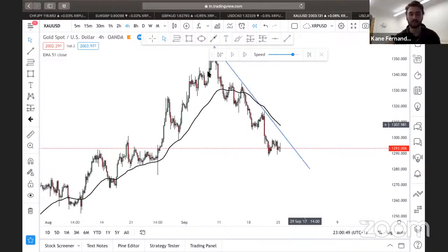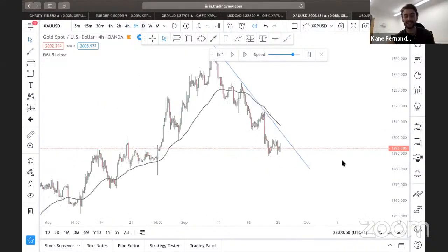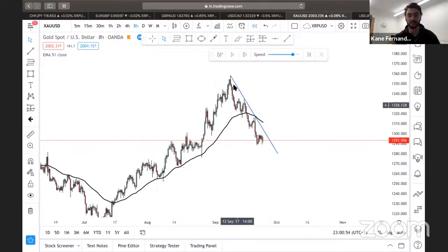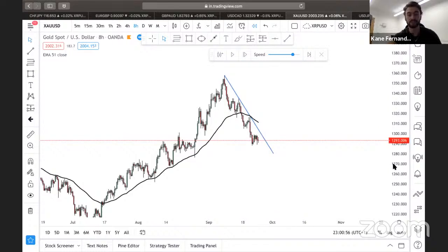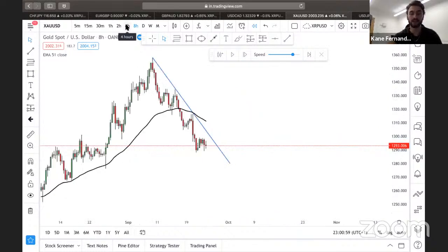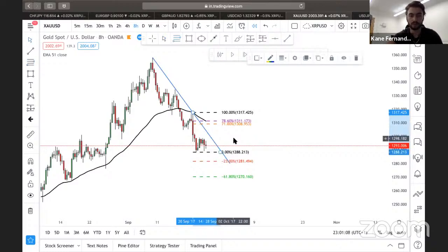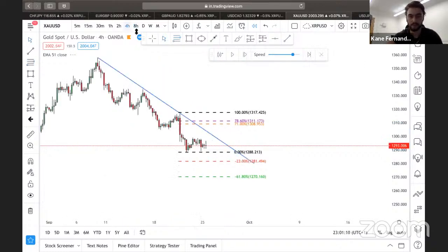The structure's changed because has the 8-hour EMA been respected? Look, it was, and then what happened? Break, retest, now acting as resistance. Simple but effective. And the next thing we can do is I can look for a sell. So last significant high to last significant low. I mean, I've even gone the 4-hour time frame.